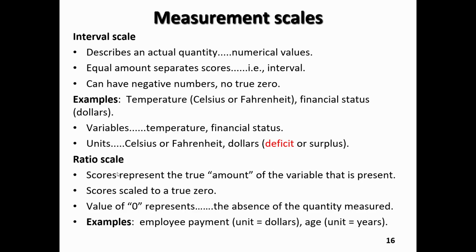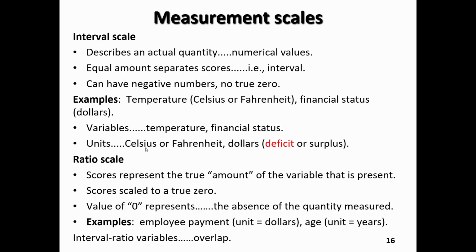But 0 still has a temperature. For the ratio scale, the value of 0 for employee payment, where the unit would be dollars, would indicate that the employee did not receive any payment, so $0. In terms of age, an age of 0 would indicate the start point of a person's natural age after birth, where 0 represents no age until birth happens.